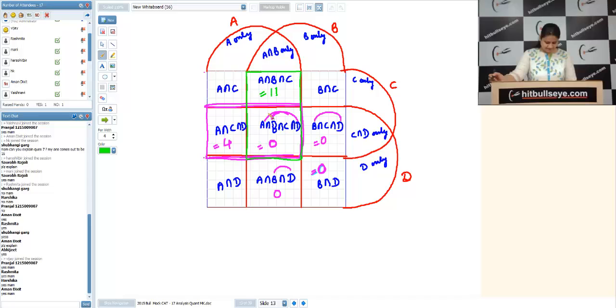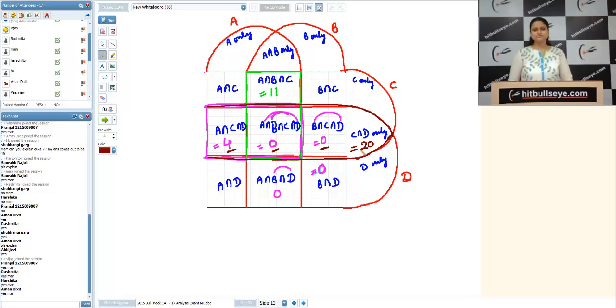Now once again, 24 people read newspaper C and D. Now what is C and D? C and D is this complete section, that is the intersection of C and D. What is the total here? It should be 24. If 24 should be the total here, since I am getting 4, 0, 0, I am left with 20 only. Likewise, we will complete the whole set. That was the catch in the question.